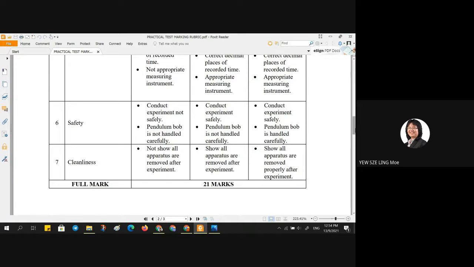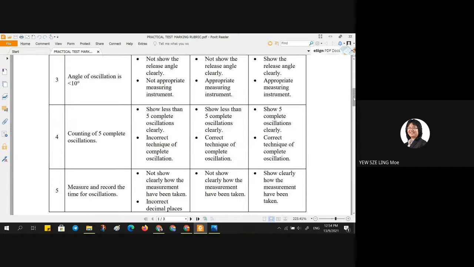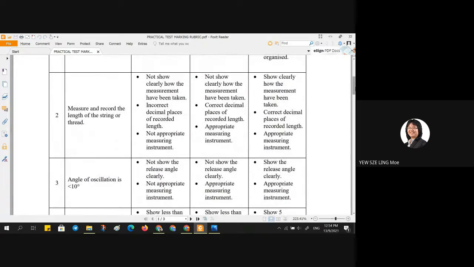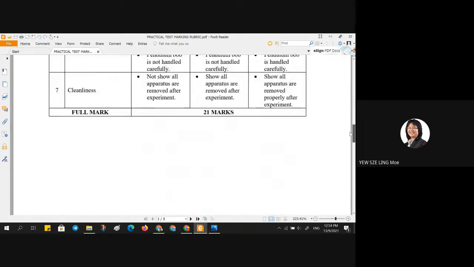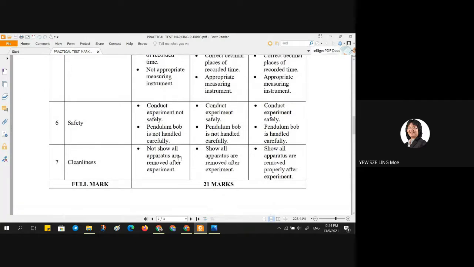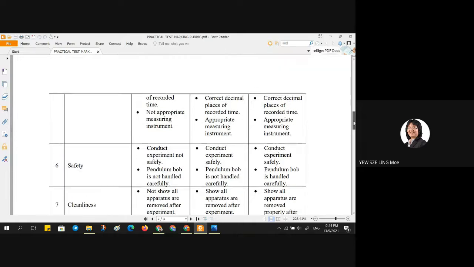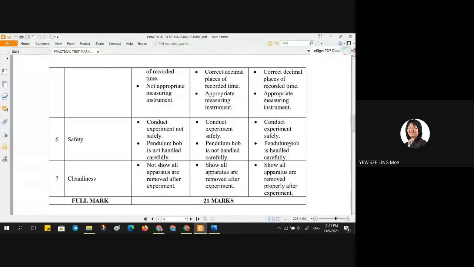So that is the 7 things that you need to include in your video. If you can do all these 7 things, then you can get 21 marks from me. Each category got 3 marks. If I'm not satisfied, maybe I will minus 1 mark. If I'm very unsatisfied, then I will deduct 2 marks. Or if even worse, I give you 0 marks straight away for that category. So try to score the maximum score here.